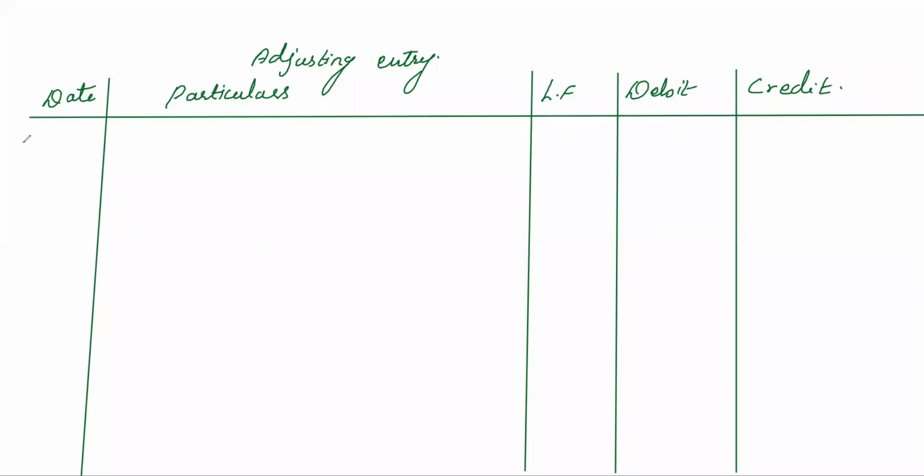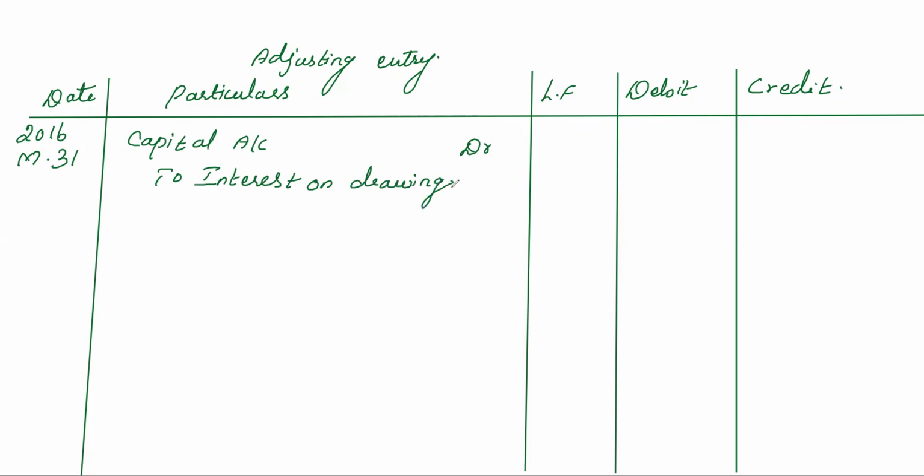So date paarunga, 2016 March 31. So capital account debtor to interest on drawings account. The amount is 400. So debit side and credit side. The interest on drawings provided.